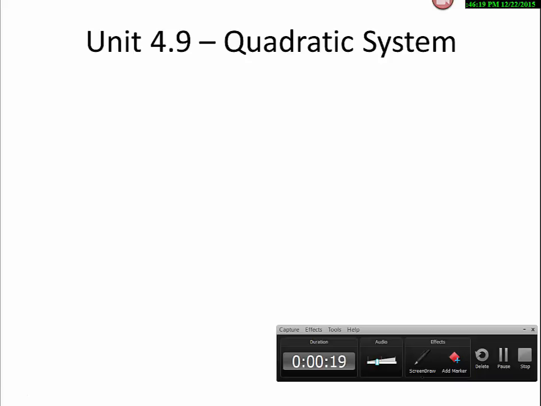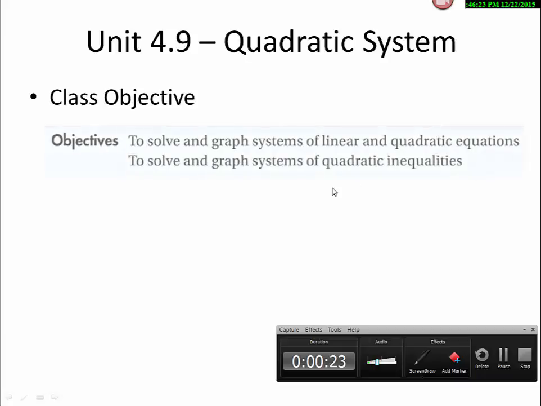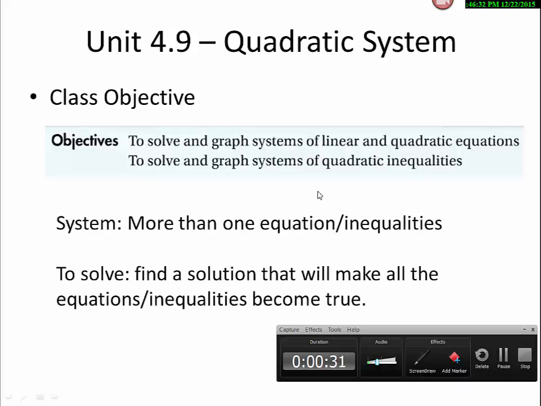Unit 4.9 Quadratic System. The class objectives of this unit are to solve and graph systems of linear and quadratic equations as well as quadratic inequalities. Two terms that you have to pay attention to. First, system. It means more than one equation or inequality.